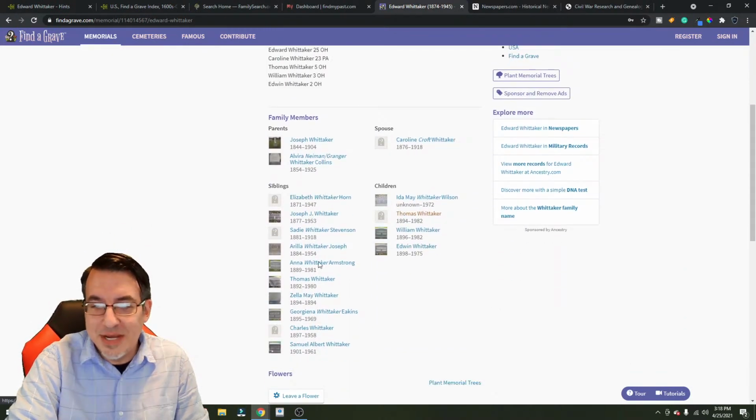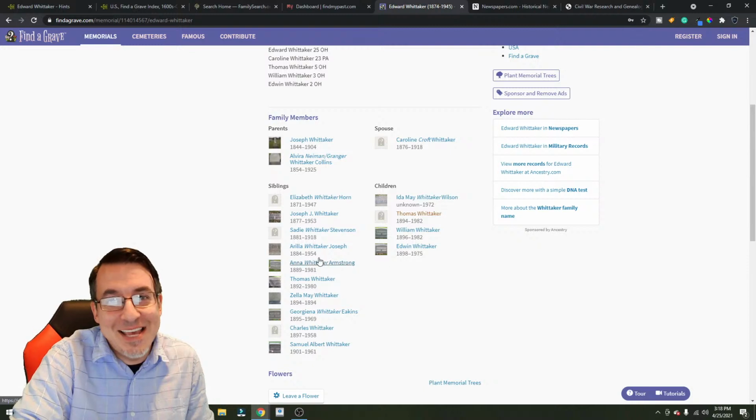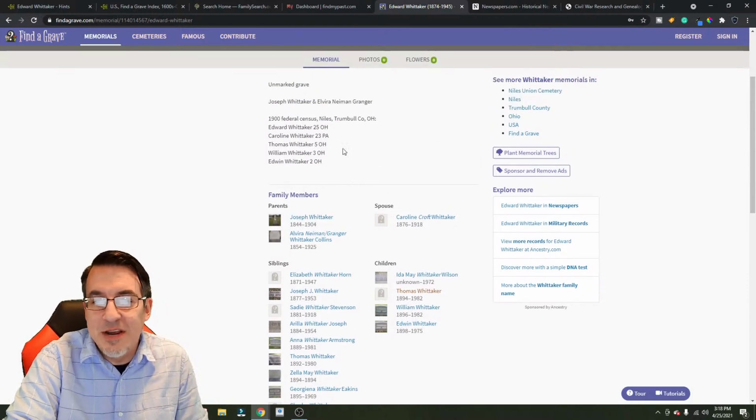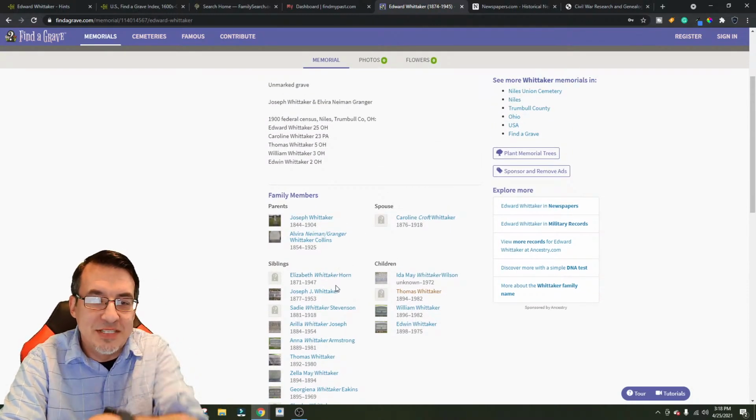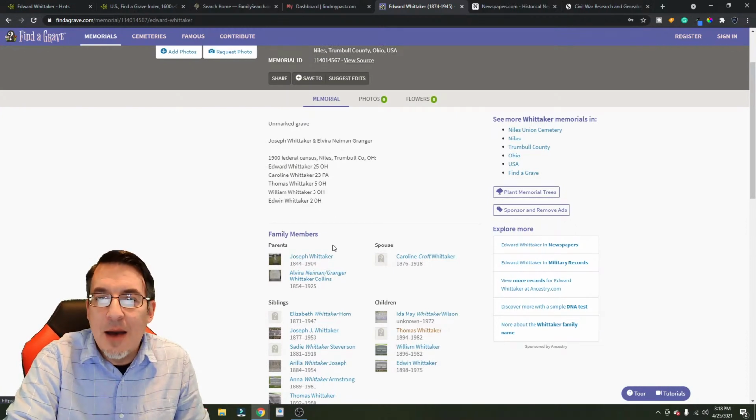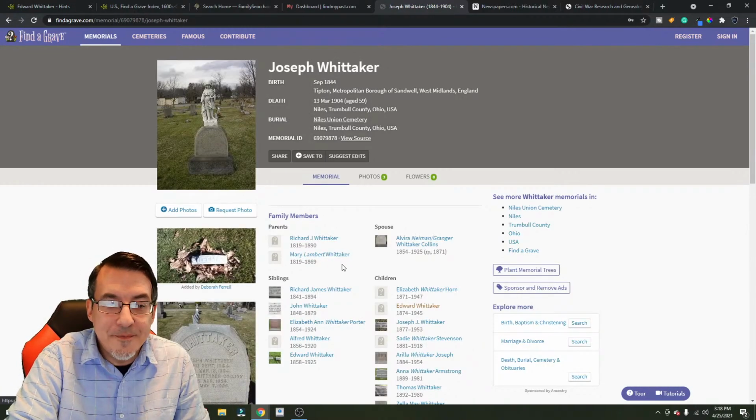Here's all his siblings. He was one of 16 kids, and most of the siblings are here. And I did most of this information myself. I linked all of this. But let's go ahead and look at Edward's father.